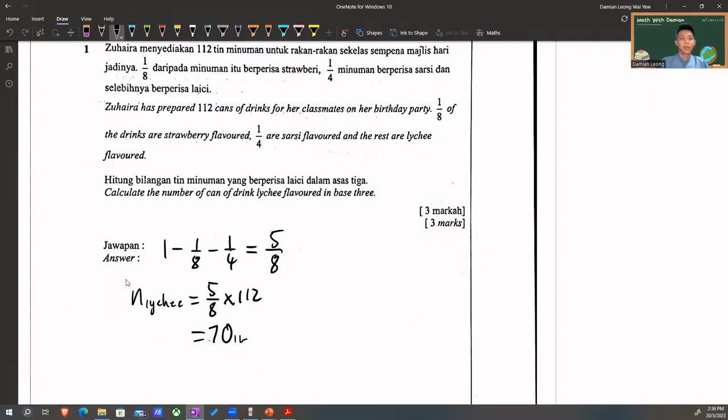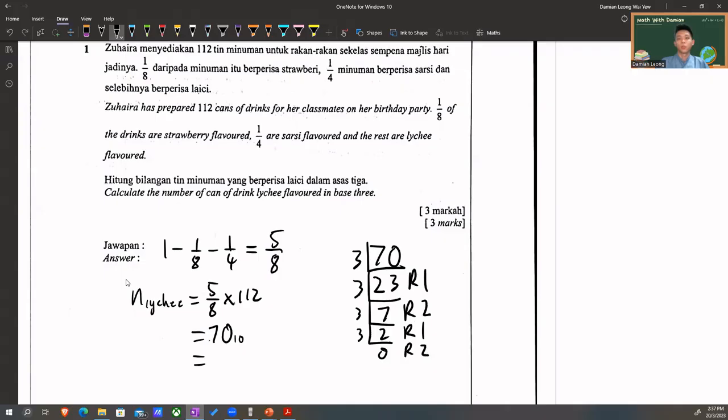This is in base 10. So I want it in base 3, so I just have to convert this value to base 3. To convert to base 3, I can divide by 3 and I want the remainder, basically. So 70 divided by 3 is 23, remainder 1. 23 divided by 3 is 7, remainder 2. 7 divided by 3 is 2, remainder 1. 2 divided by 3 is 0, remainder 2. So we take the remainders from bottom to top, which is 2121 in base 3. That's for question 1.